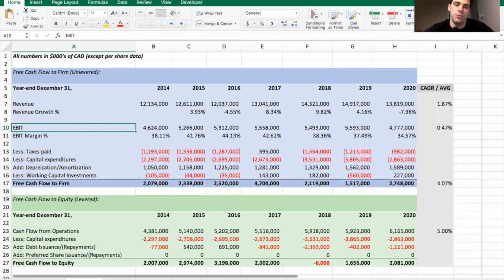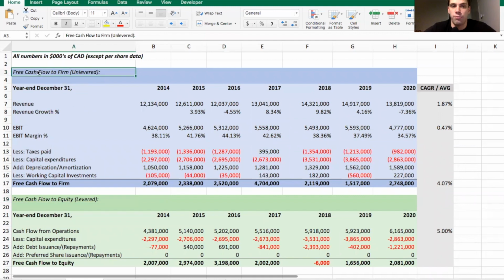But it also helps to understand what the cash flows were like in the past, which is what I've done here. There are two types of cash flow. There is free cash flow to firm, also called unlevered free cash flow, and then there is free cash flow to equity, which is also referred to as levered free cash flow. These two types of cash flows are calculated differently, as you can see here.